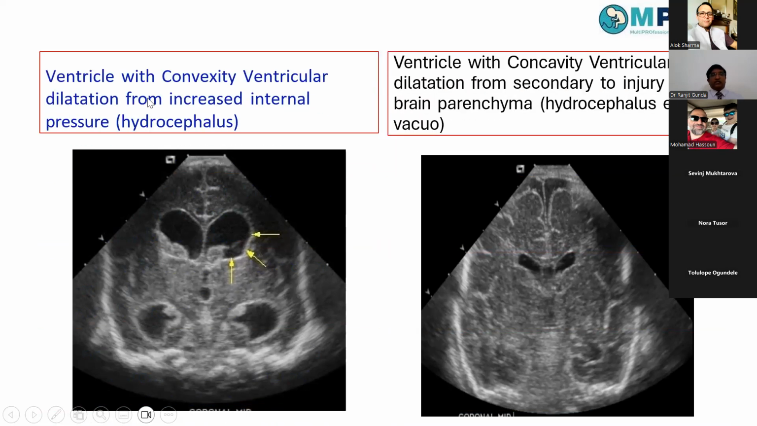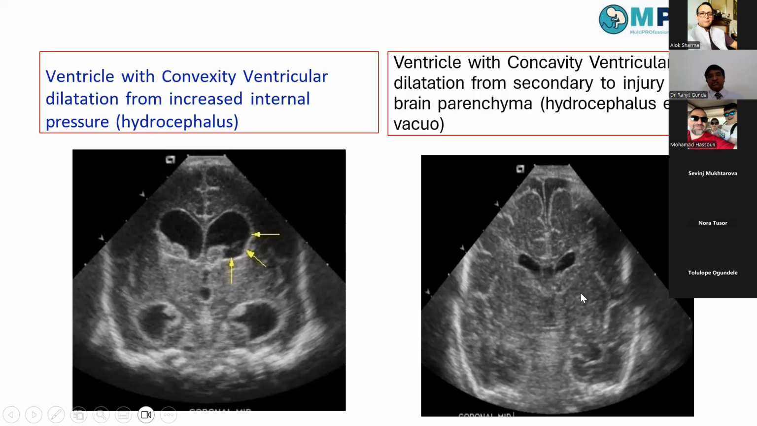So when the ventricle has convexity towards the outside, the angle here, that points to the problem being internal pressure causing the ventricular enlargement. So it's post-hemorrhagic ventricular dilatation that's causing the ventriculomegaly. Here the concavity is towards the outer side, and it's basically what we call hydrocephalus ex vacuo, where the surrounding parenchymal tissue is damaged, and that's why it pulls a negative pressure to cause the ventricular dilatation. So it is useful for us to differentiate between these two. It might not always be easy to say.